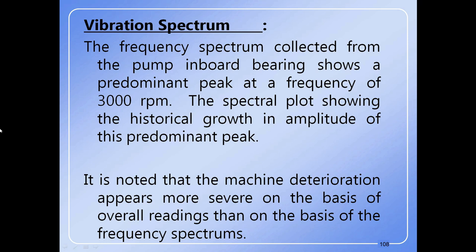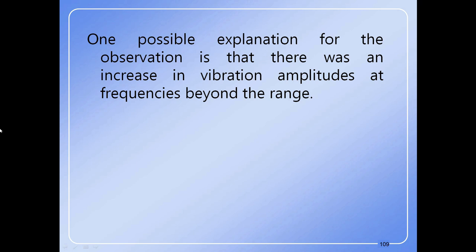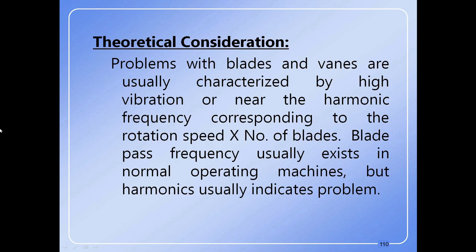It is noted that the machine deterioration appears more severe on the basis of overall readings than on the basis of the frequency spectrums. One possible explanation for the observation is that there was an increase in vibration amplitudes and frequencies beyond the range. Theoretical consideration. Problems with blades and vanes are usually characterized by high vibration at or near the harmonic frequency corresponding to the rotation speed times the number of blades. Blade pass frequency usually exists in normally operating machines, but harmonics usually indicate a problem.